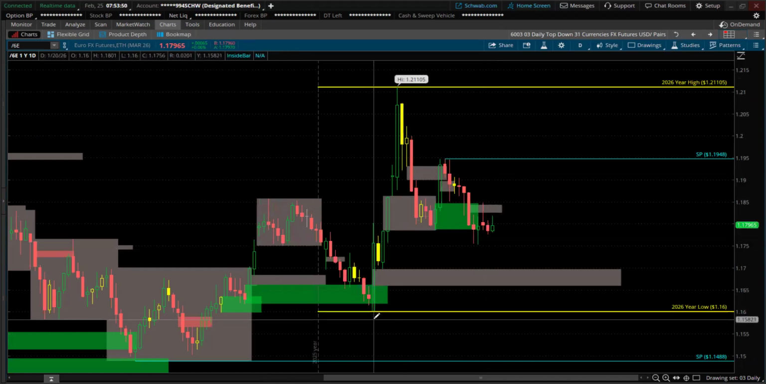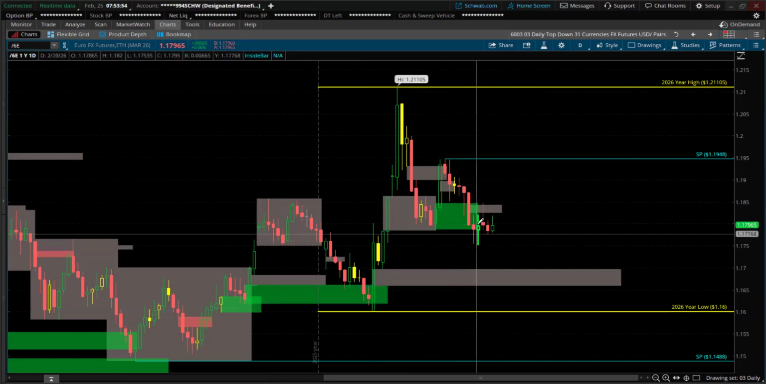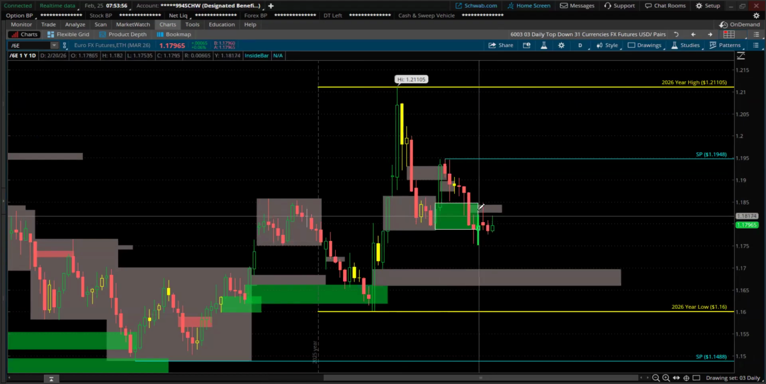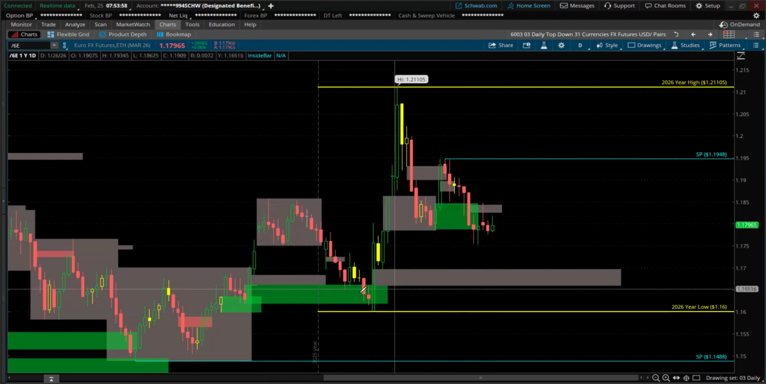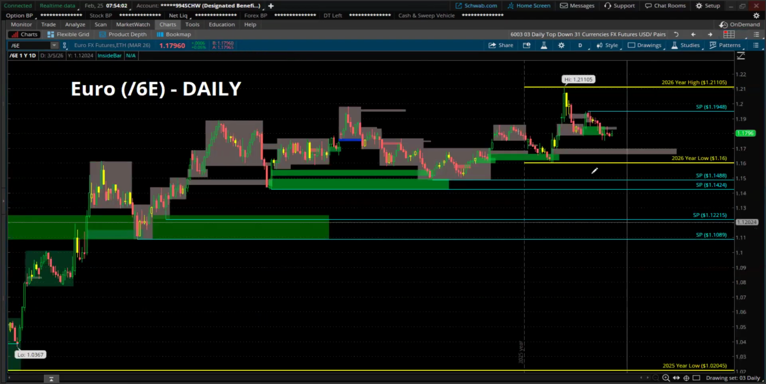High of the year, low of the year. Buyers stepped in here. Consolidation phase. We might have a slow grind down. Setups, key levels, buying opportunities.